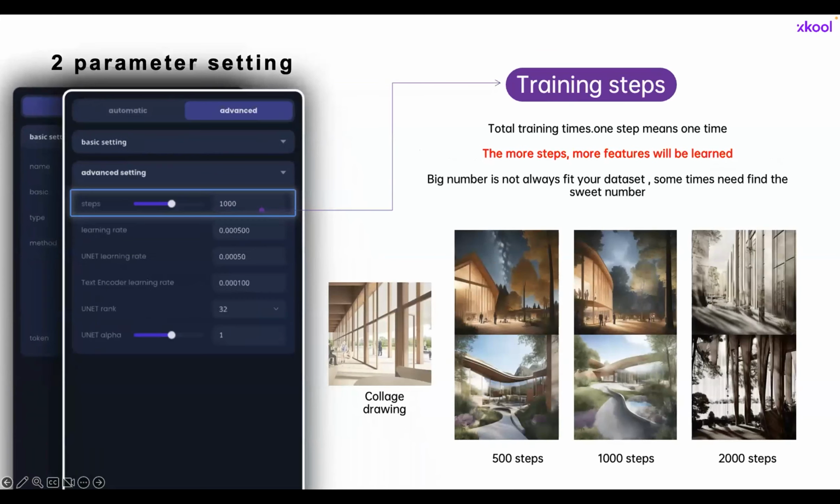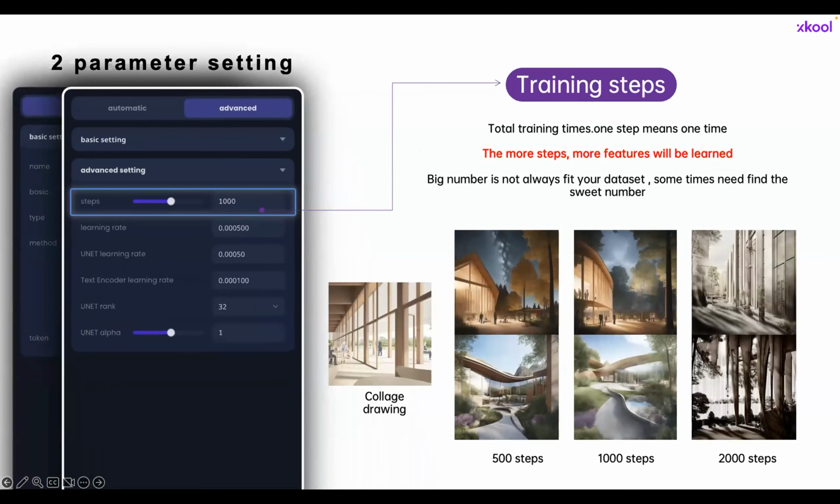And in the advanced settings, there are several parameters that are quite important. The first one is training steps. The total training steps means how many steps the model will train. The more steps, the more features will be learned. But a big number does not always fit your data set.